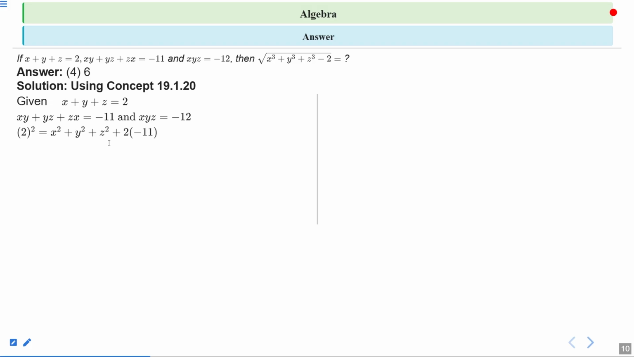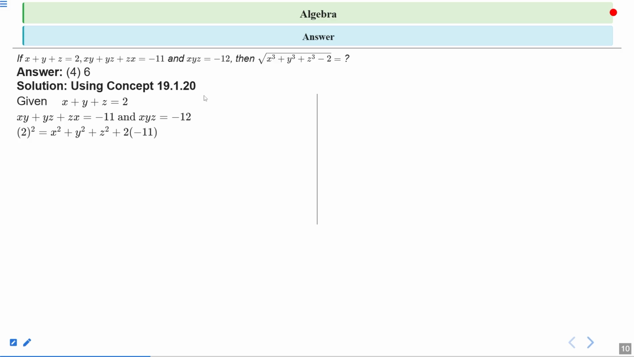Given that x plus y plus z equals 2, xy plus yz plus zx equals minus 11, and x into y into z equals minus 12. We just put in the values. So we can write 2 square equals x square plus y square plus z square plus 2 times minus 11. How can we get it? Because when we square (x plus y plus z), we get x square plus y square plus z square plus 2 times (xy plus yz plus zx), and we just put the values directly in the equation.